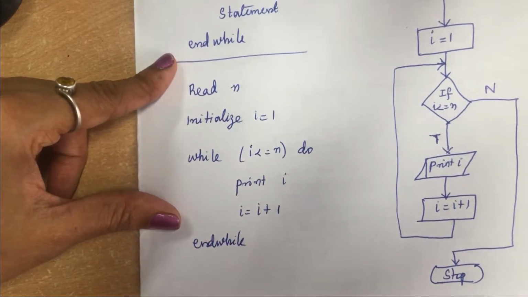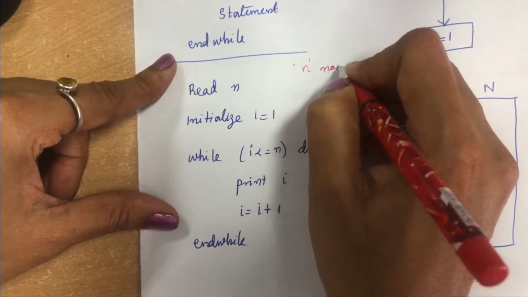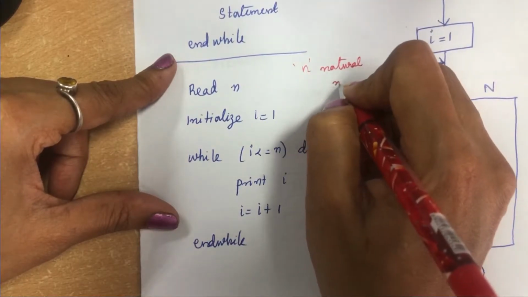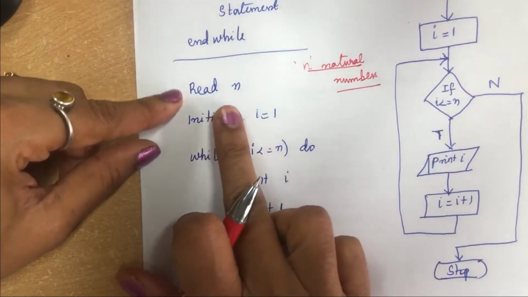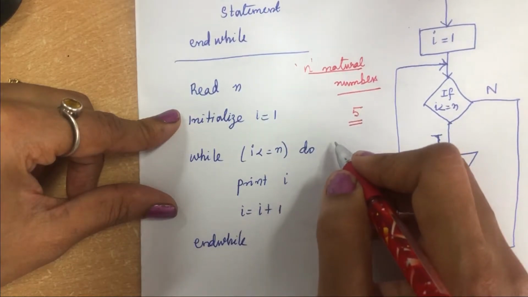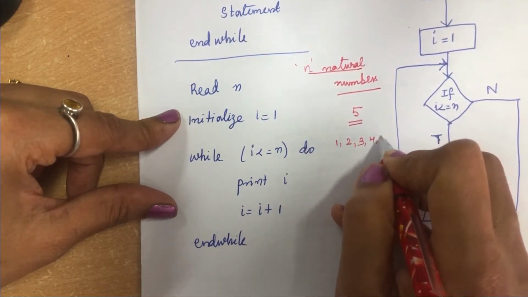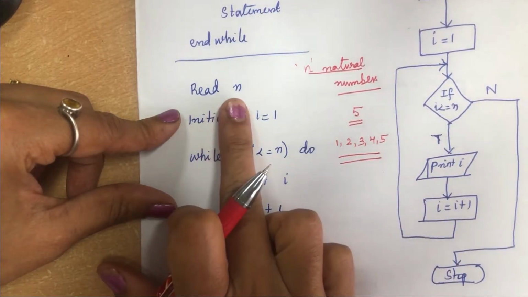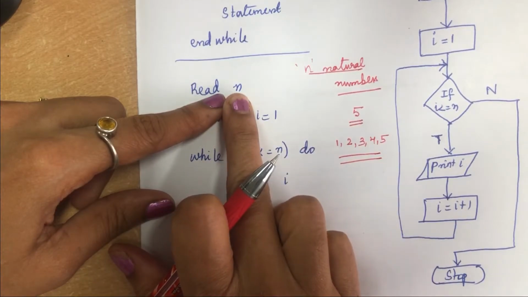This is the pseudocode for printing n natural numbers. What is the input? Input we are going to read n. Suppose I want to print up to 5 natural numbers: 1, 2, 3, 4, 5. In that case I have to read n, which is the number up to which you want to print.